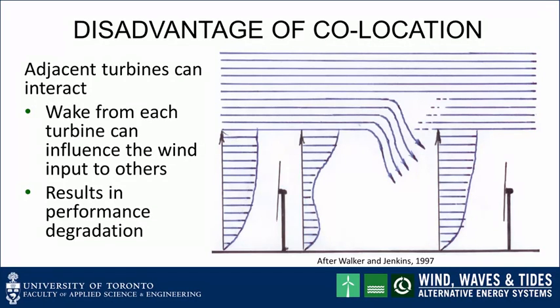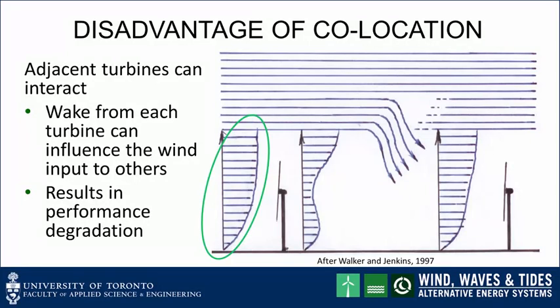There are also some disadvantages associated with close placement of multiple wind turbines, in that adjacent turbines can interact. The wake from each turbine can influence the wind input to the others, resulting in performance degradation. The figure shows a side view with one wind turbine downstream of another, but recognize that the interference occurs laterally as well, as will be seen in the next slide.